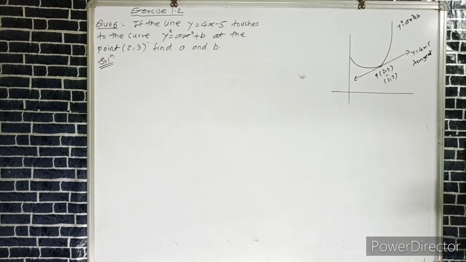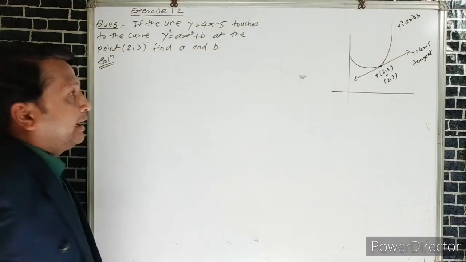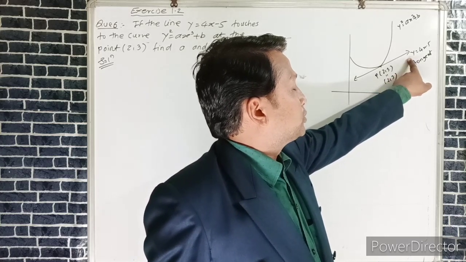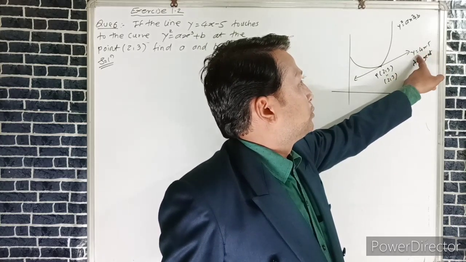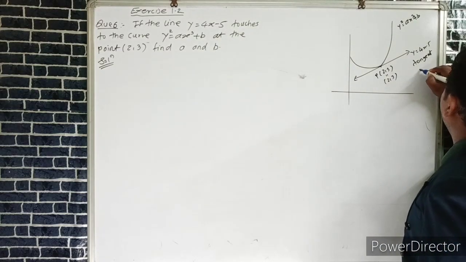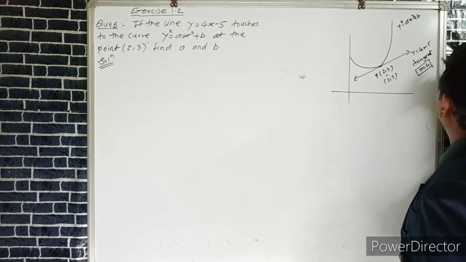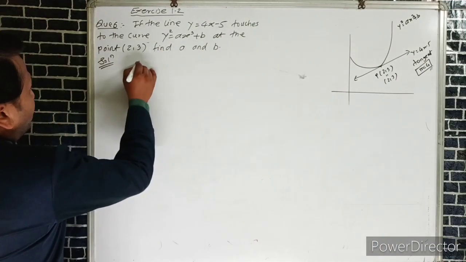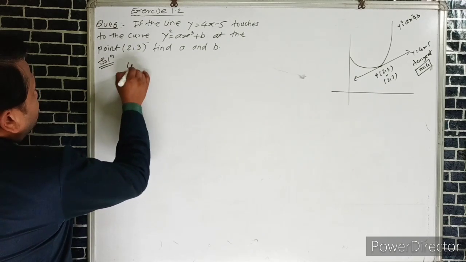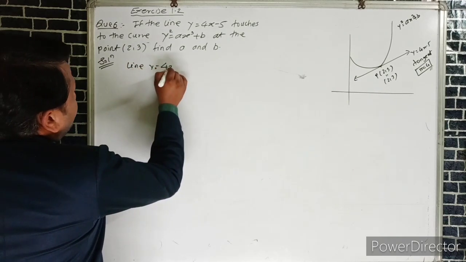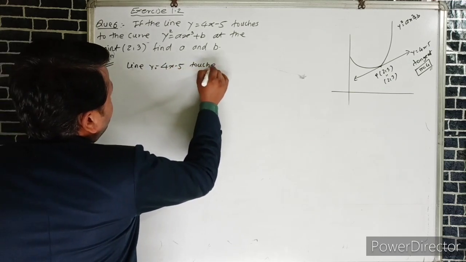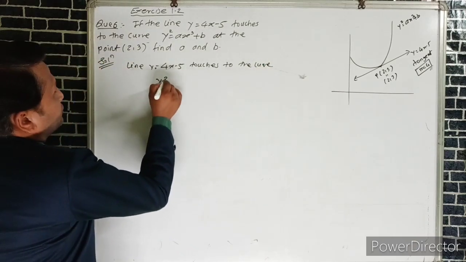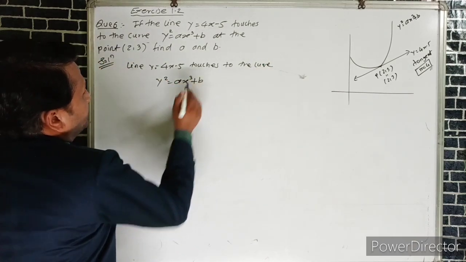Hence it is clear that the slope of this line, in slope form y = mx + c, is m = 4. We can conclude the slope of the line m = 4. Now, the line y = 4x - 5 touches the curve, and the curve is y² = ax³ + b.